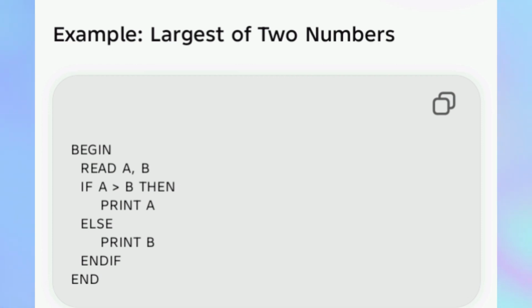Begin means the code is starting. Read means we feed the input, to accept the input; two inputs can be accepted. If a greater than b, compare the inputs, and if a is greater, print a, otherwise b is greater and a is smaller. End if closes the if statement, and finally the process ends.